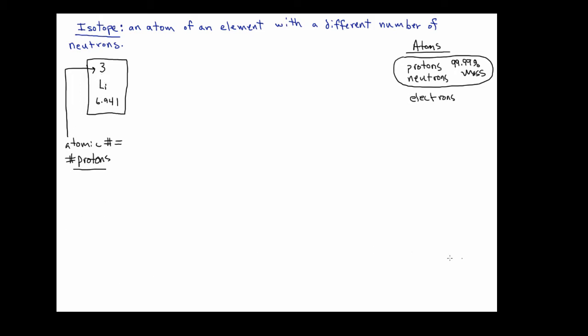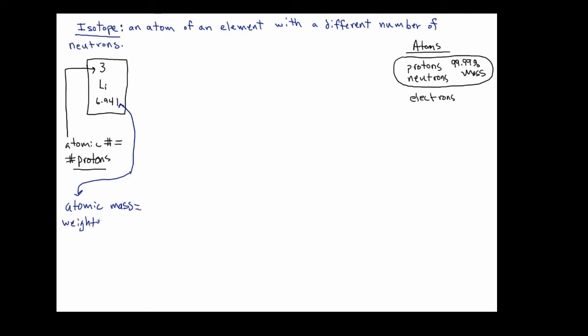This number at the bottom, and I'll use a different coloration to indicate that one, is called the atomic mass. And I'm going to come back to that concept near the end of the video. But essentially, the atomic mass is a weighted average.